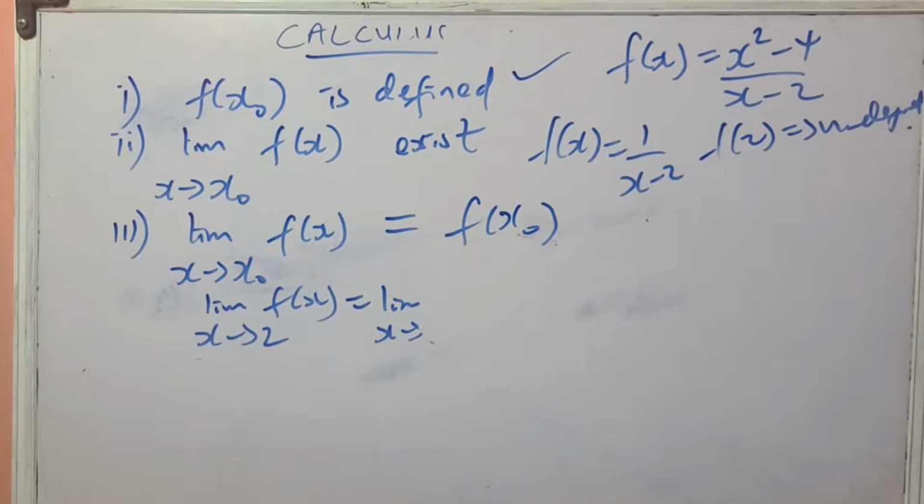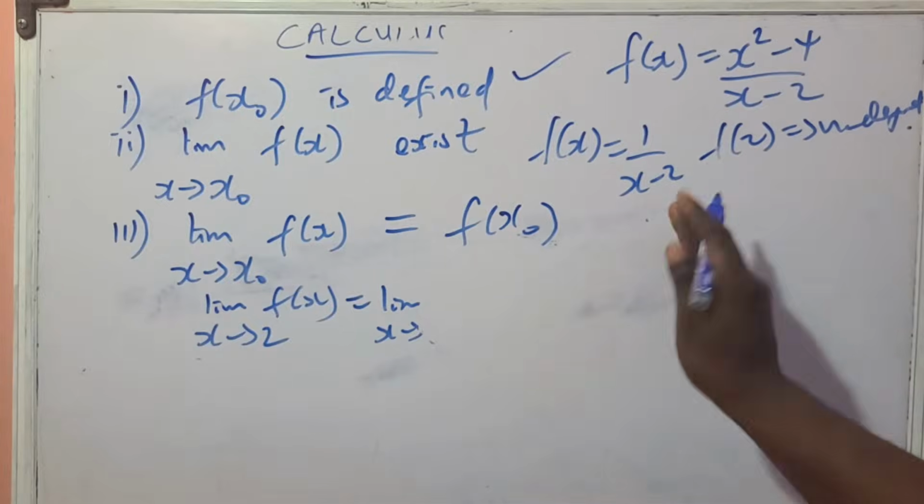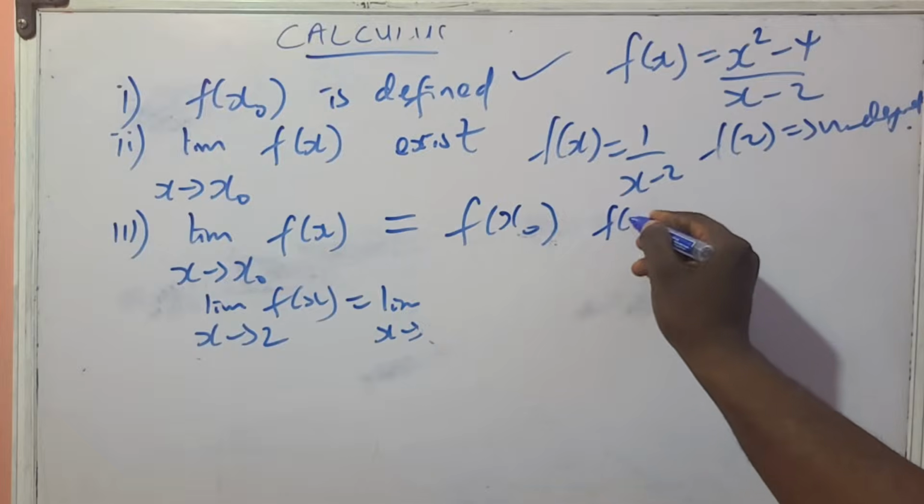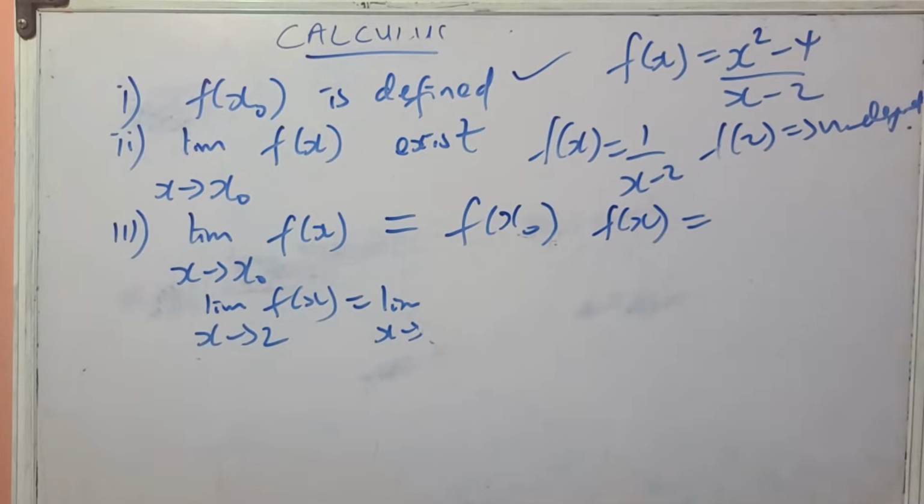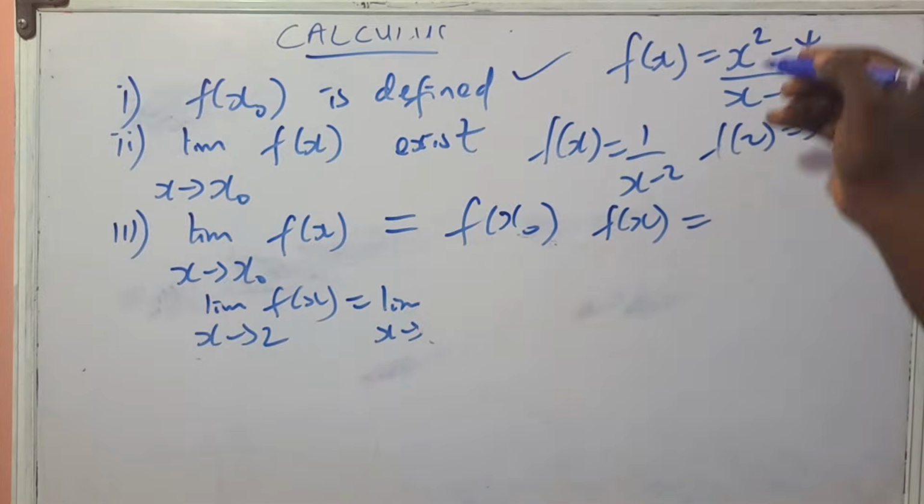Let's check if we can remove this discontinuity. How do you remove discontinuity? What you have to do is to try and simplify this function and see, is there a way you can rearrange or simplify this in such a way that the point of discontinuity will be removed? So you have to extend your function to another function. And of course, look at how we're going to do that.